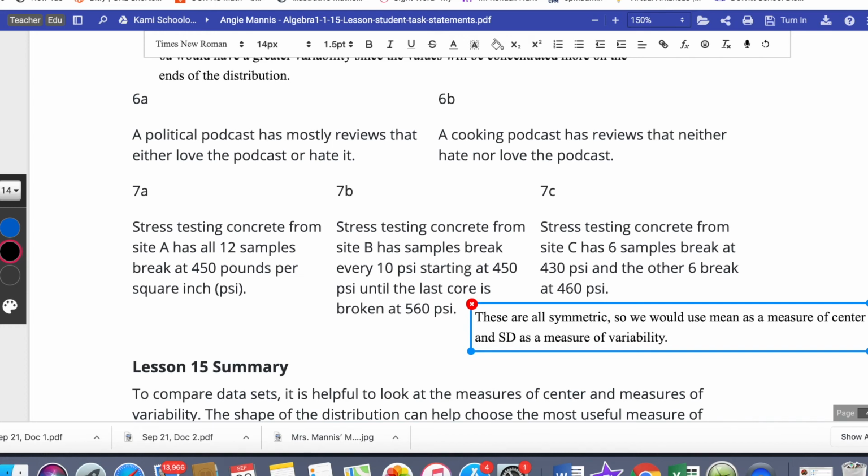Okay, as far as which one has a greater mean, the mean for site A is going to be 450 because they're all the same. Site B starts at 450, because the least value for site B is the mean of site A. So we know the mean for site B is larger, and the mean for site C is going to be 445, because we have 6 samples break at 430 and then 6 break at 460.